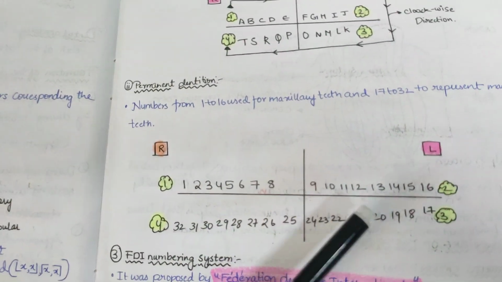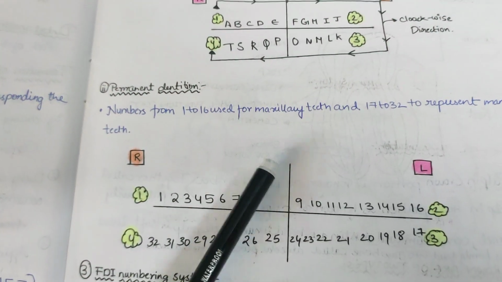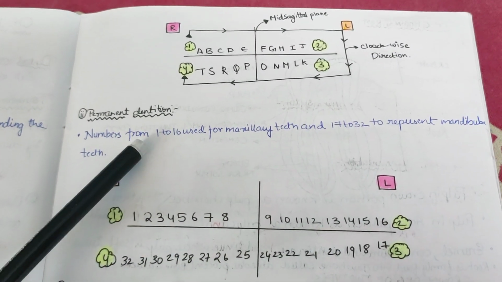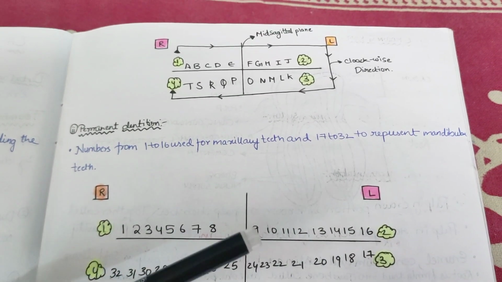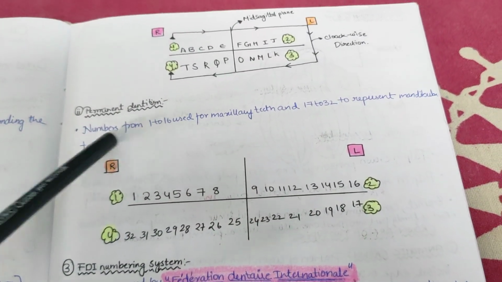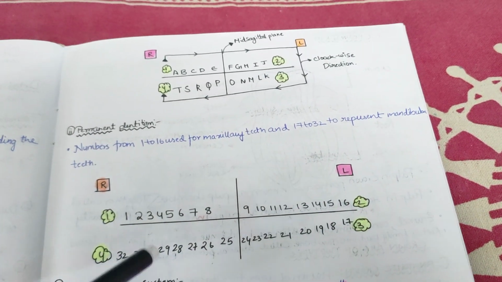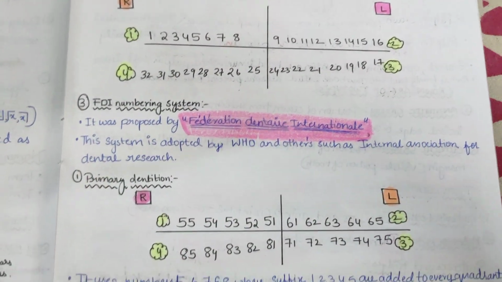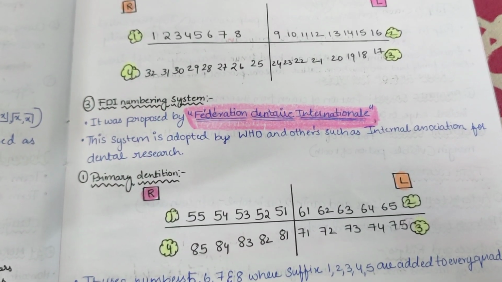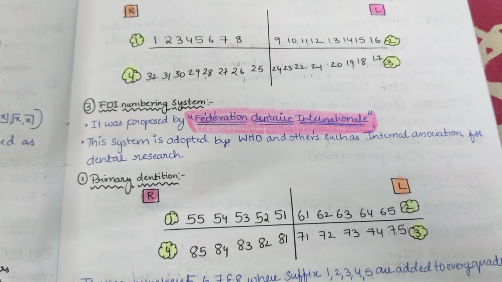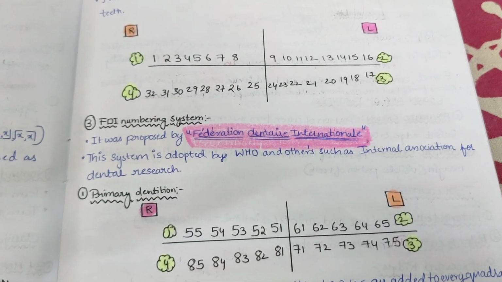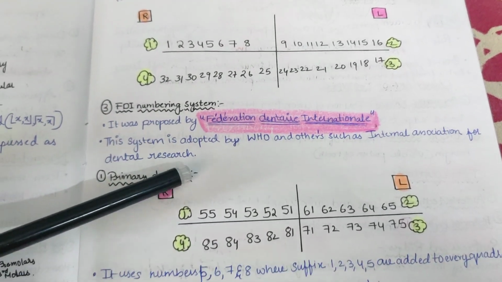Now, in the universal numbering system for permanent dentition, the numbers 1 to 16 are used for maxillary teeth and 17 to 32 for mandibular teeth. Here you can see it also goes from first quadrant to fourth quadrant in clockwise direction. Now the FDI numbering system was proposed by the Federation Dentaire Internationale. This system is adopted by WHO and others such as the International Association for Dental Research. So it is the standard system we use right now.